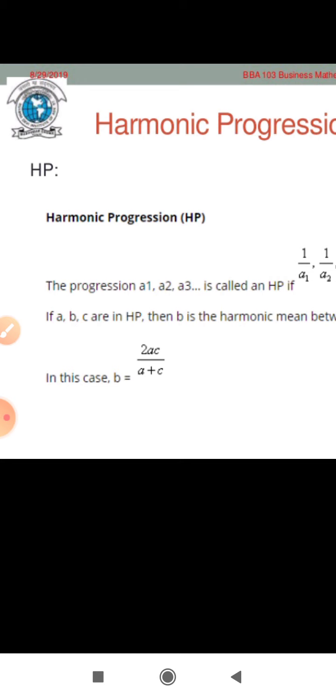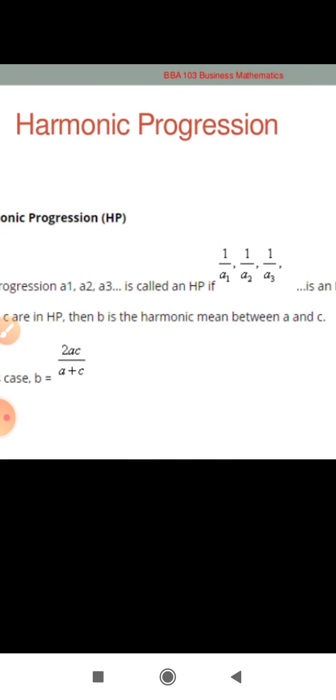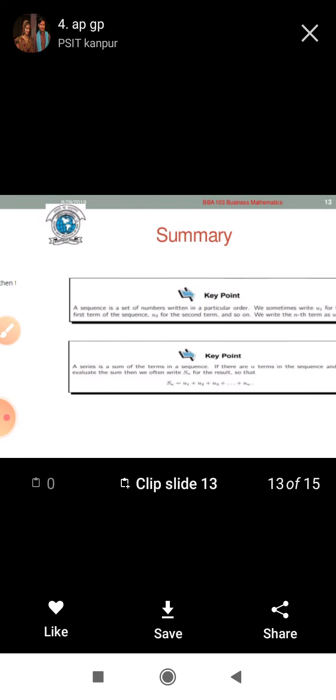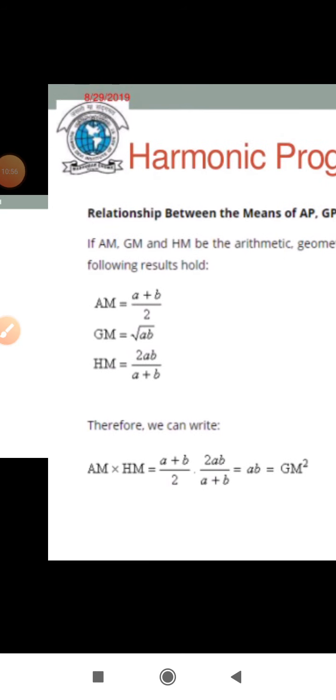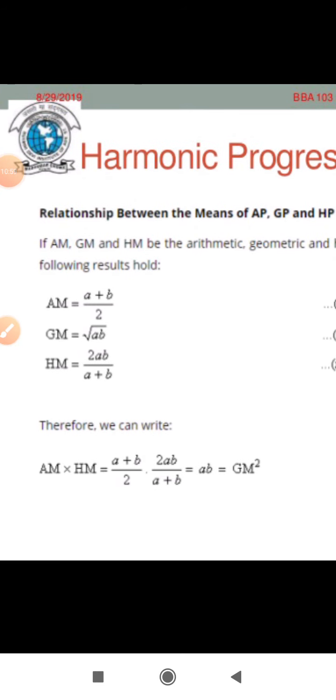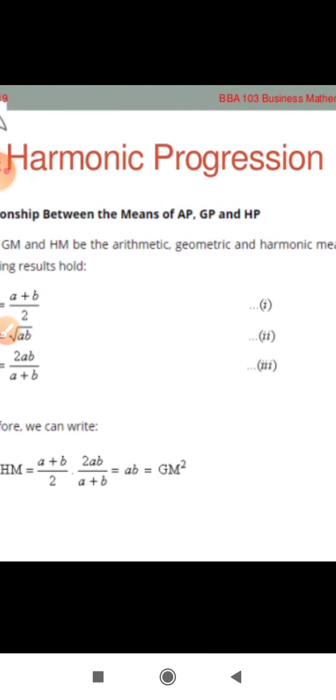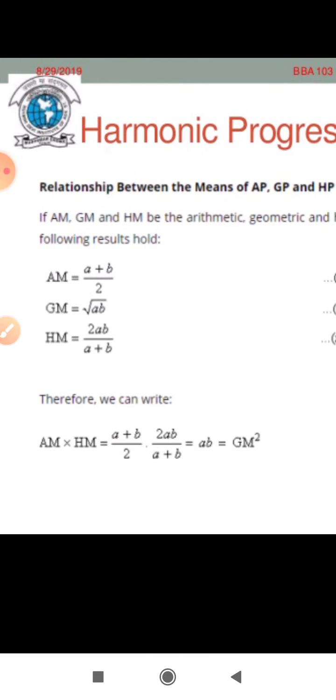If a1, a2, a3, dot dot dot an are in AP, then 1 upon a1, 1 upon a2, dot dot dot 1 upon an will be in harmonic progression. Harmonic means between AP, GP and HP. Suppose AM, GM and HM are the arithmetic mean, geometric mean and harmonic mean. Then the following results hold good.